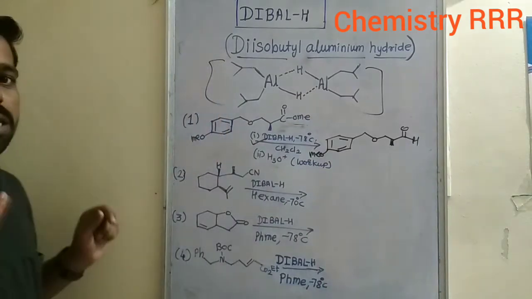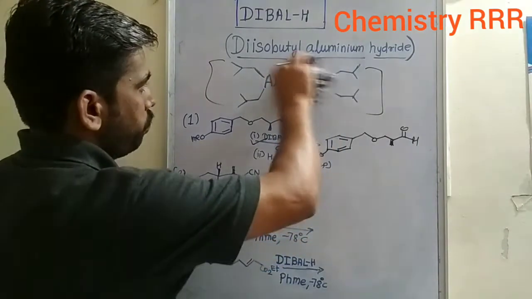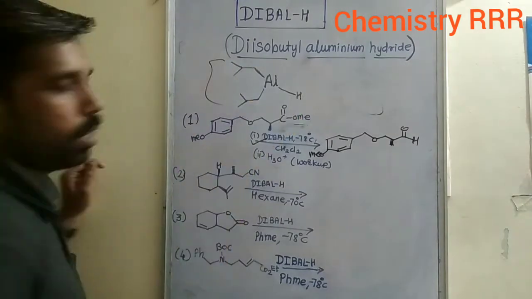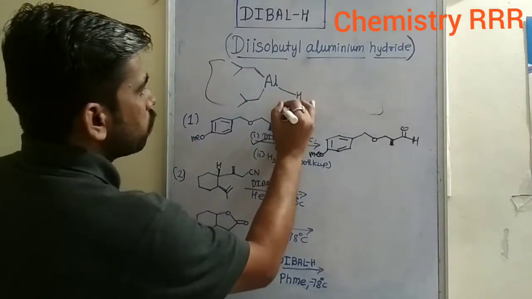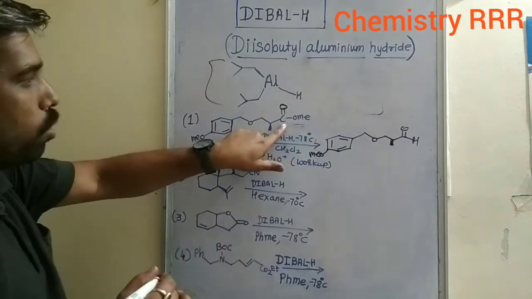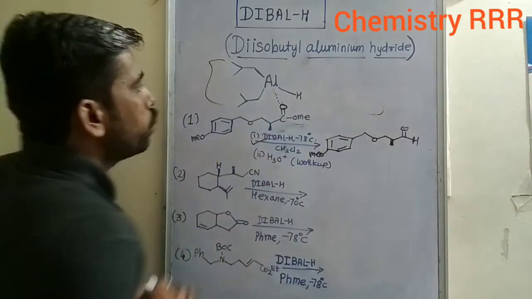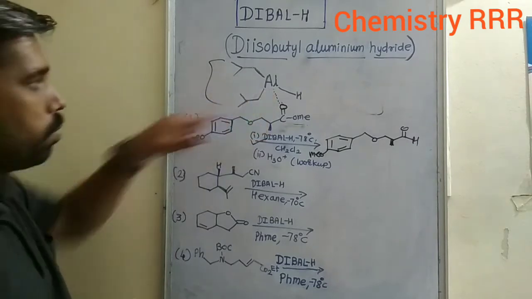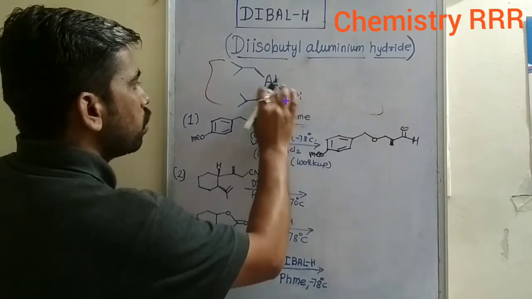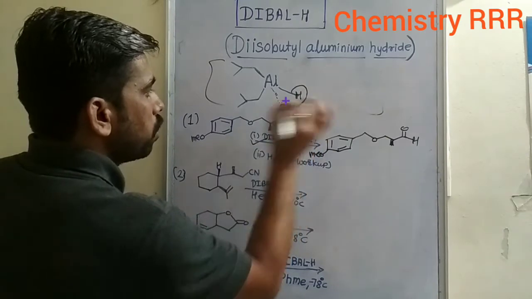Now, what is the mechanism of this reaction? Let's discuss the mechanism of this reaction. This is the monomer form of this DIBAL-H. Now, first, the lone pair present on the carbonyl oxygen binds coordinatively to the central metal, that is aluminium, and then it transfers hydride to the electron deficient carbonyl center.